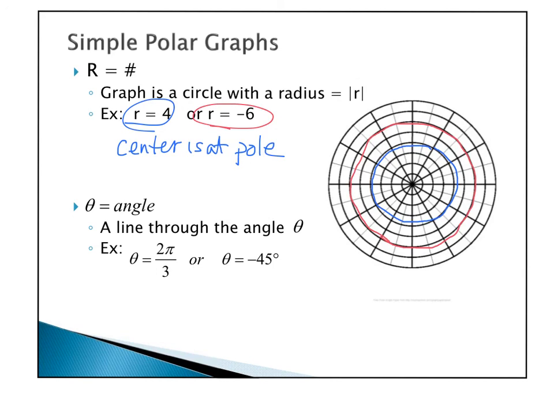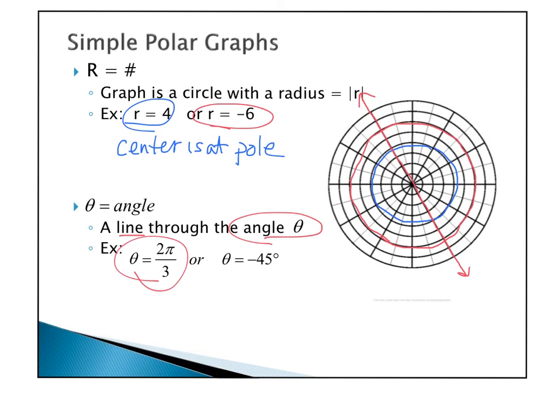All right, for the next one where we just have theta equals an angle, this is going to look like a line through the angle theta. So for example here, when I see theta equals 2 pi thirds, I'm going to locate the angle of 2 pi thirds, and then I just draw a line that goes through it. Remember, a line has an arrow on both sides, so make sure you do that.